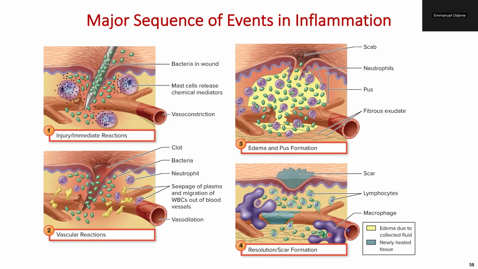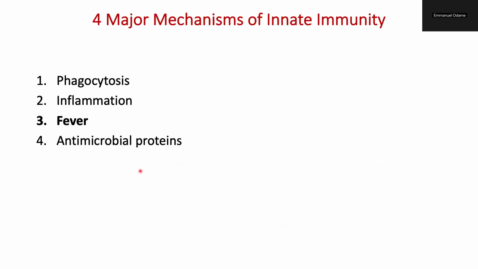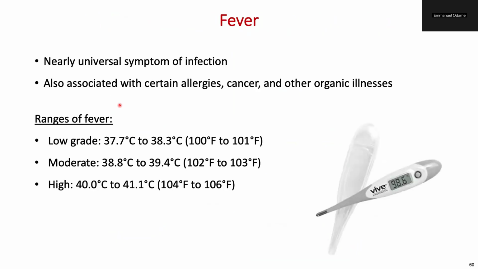So now we fully understand that under the four major mechanisms of innate immunity, phagocytosis has to happen, and then we have inflammation, which we just discussed, and the third one is fever. So I know when I say fever, everybody will be like, "Oh, what's happened? Why do we need fever?" Fever is actually a good thing, and we'll discuss more why fever is actually a good thing.